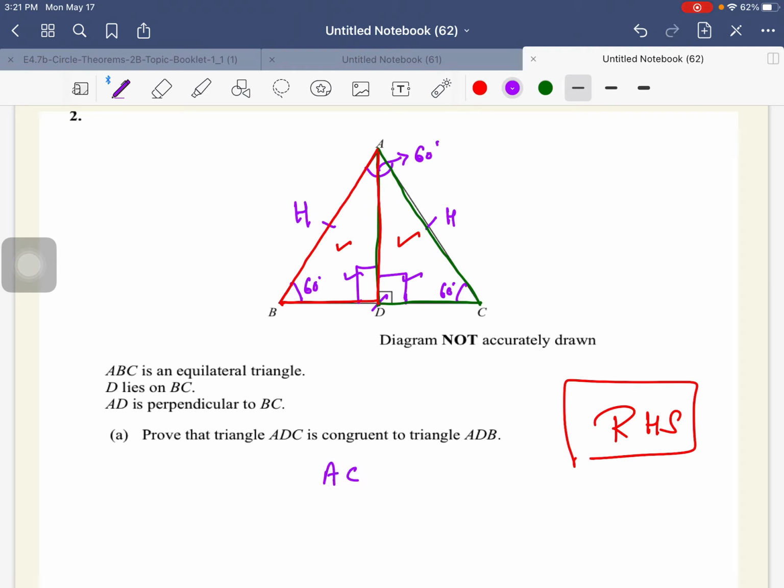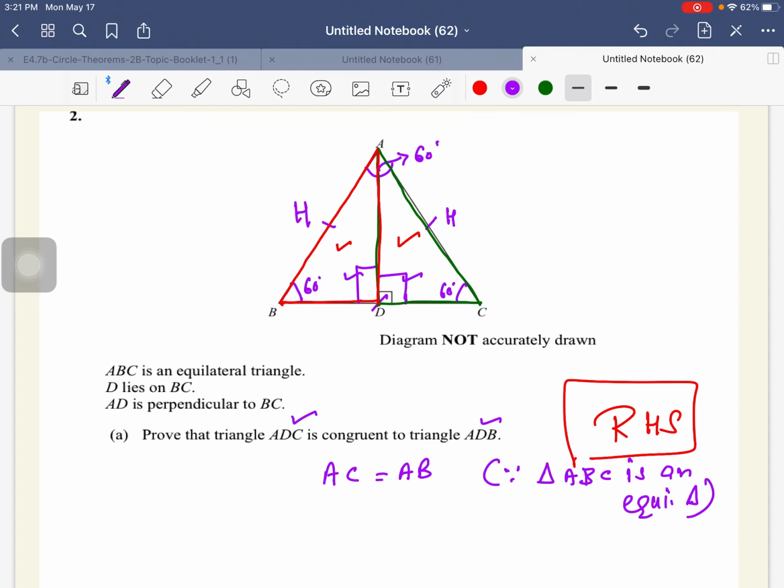AC is equal to AB. Why I'm taking AC first: AC belongs to triangle ADC and AB belongs to triangle ADB. They are equal. We'll give the reason also, because triangle ABC is an equilateral triangle.